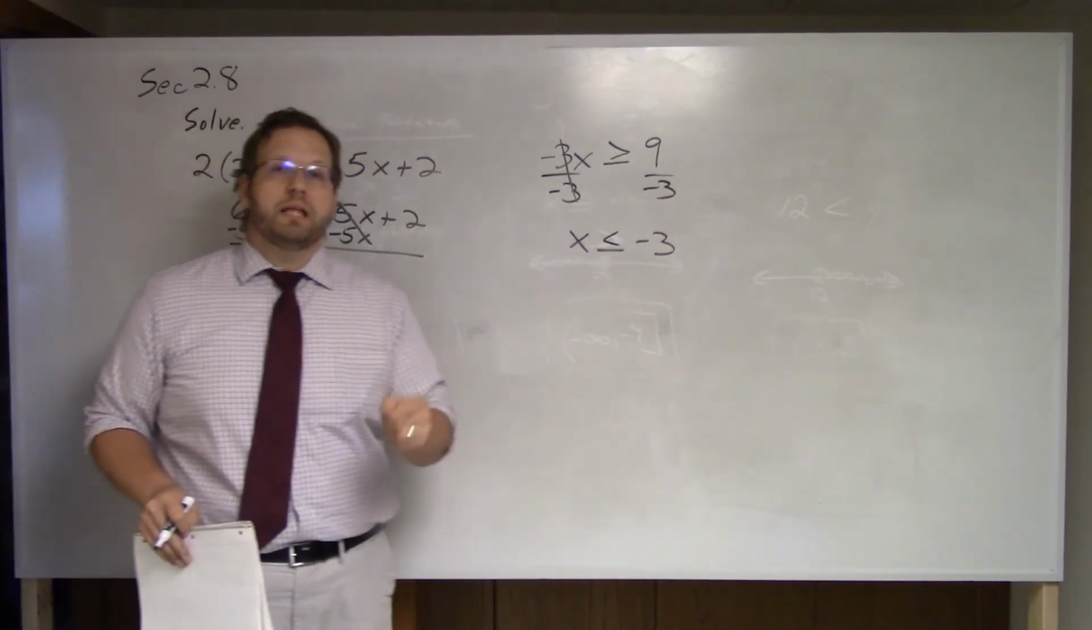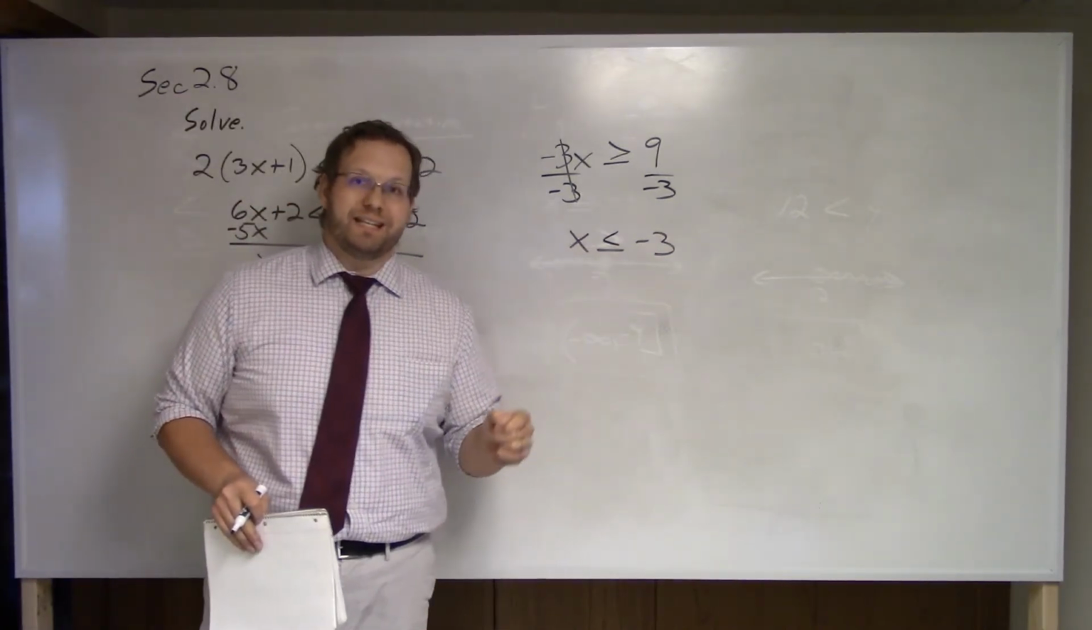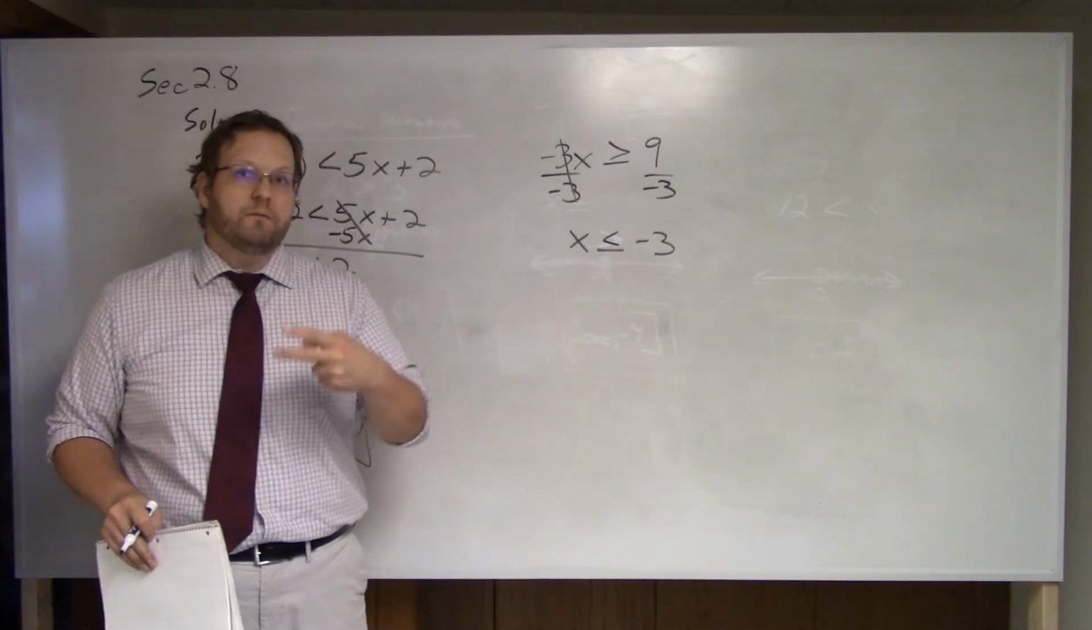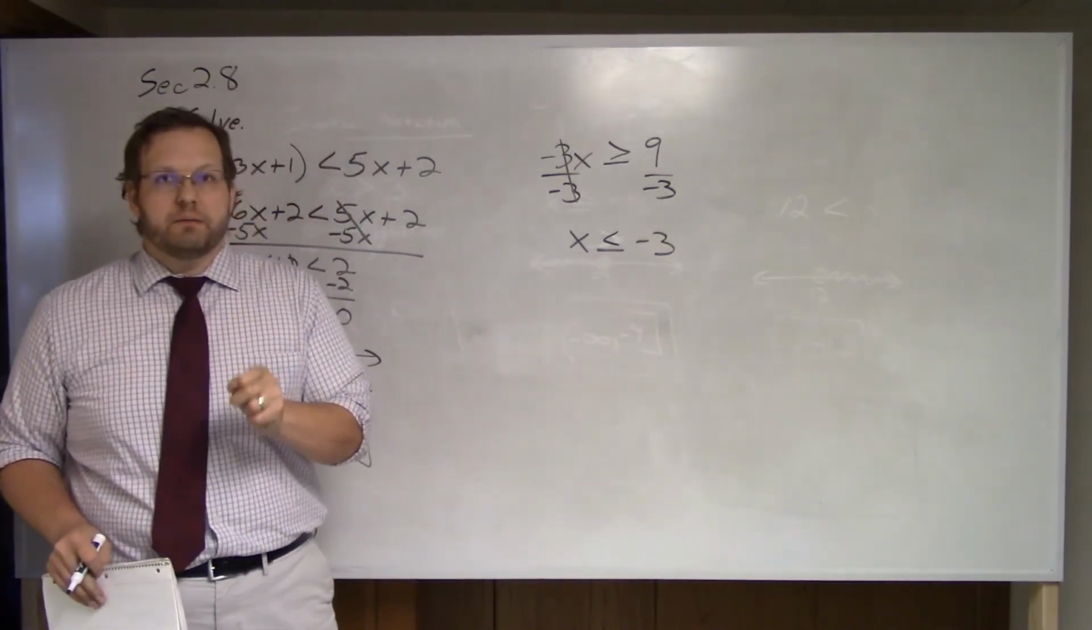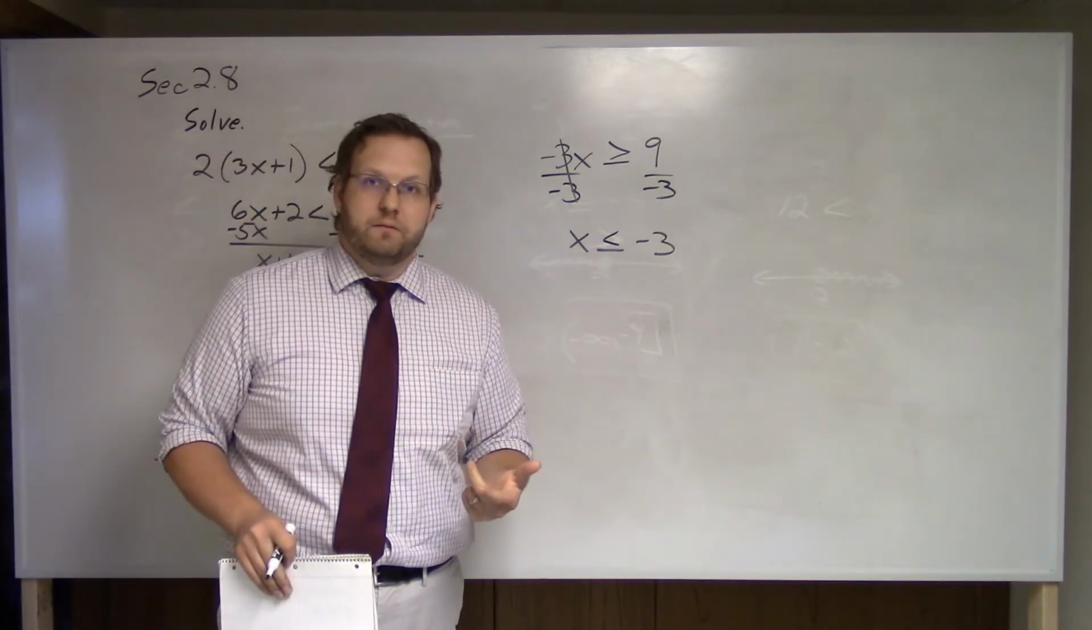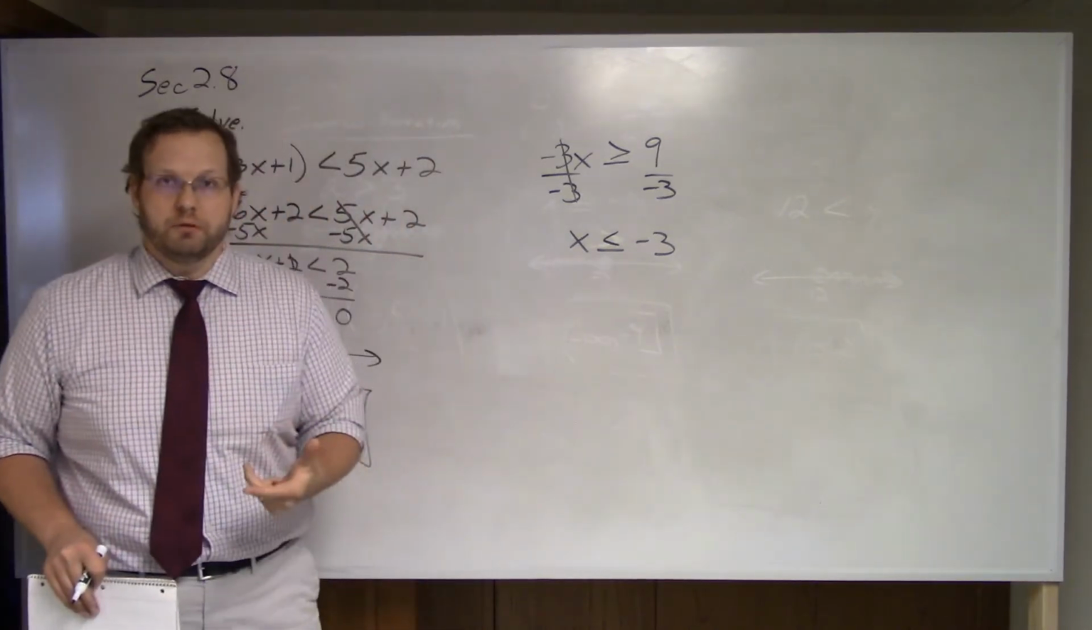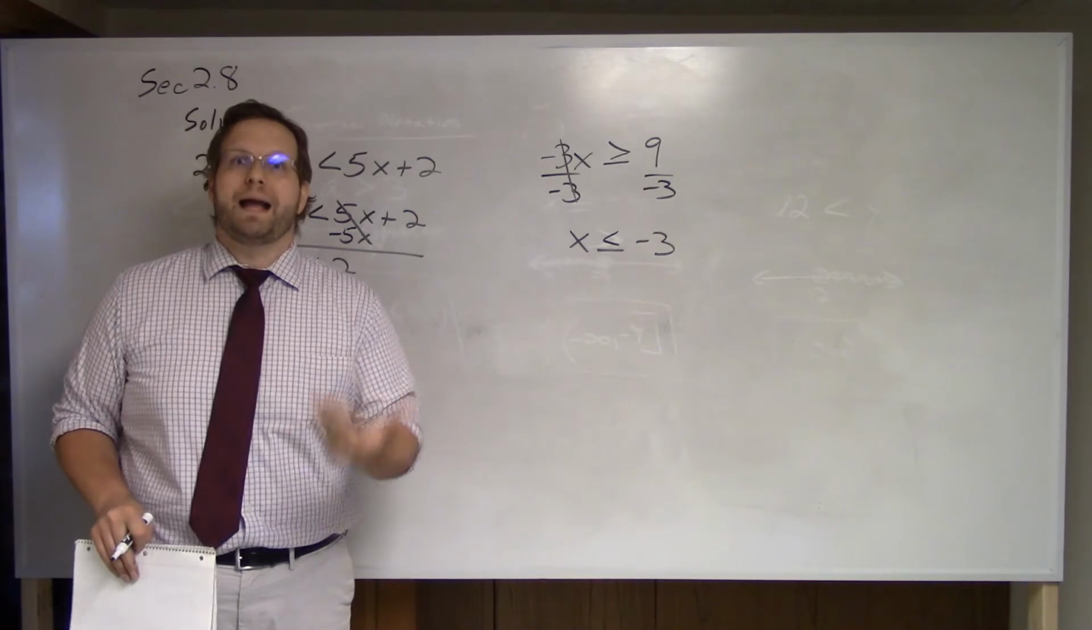Okay, here's the rule. When you multiply or divide both sides of an inequality by a negative, flip the inequality symbol. Again, when you multiply or divide both sides of an inequality by a negative, flip the inequality symbol. That's the rule. Why do we do that?